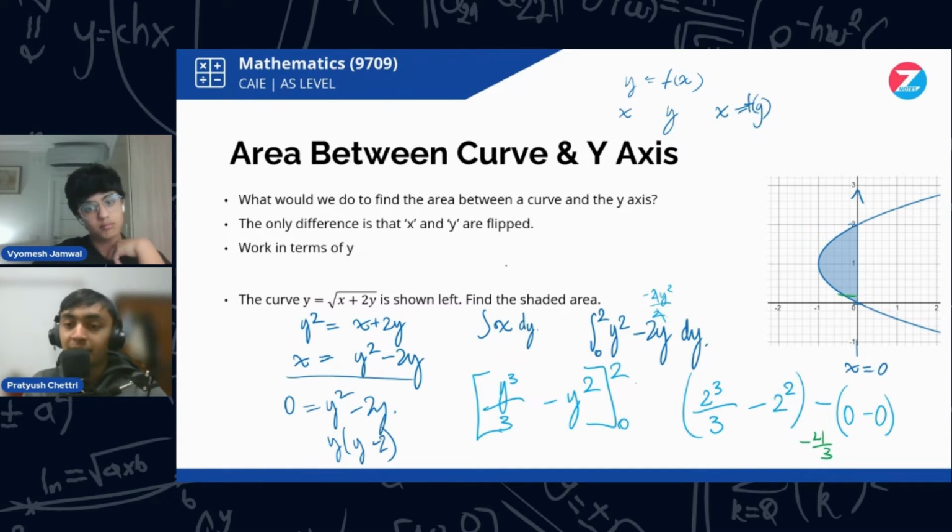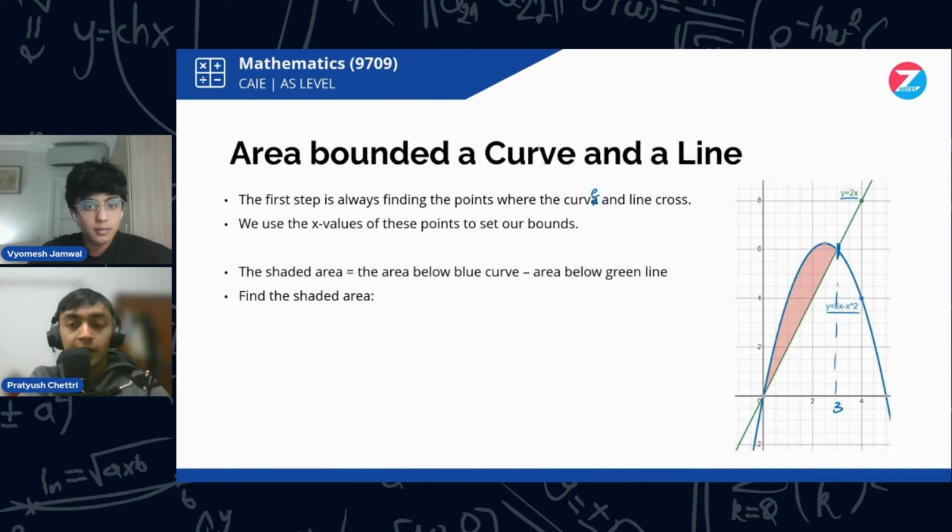And it's minus because it's on the left-hand side of the axis. These are all negative x values. So when you write the area, you just write it as 4 by 3 units square. And the unit square means it's an area, because area is a square. Okay, so that's our thing for the y-axis.